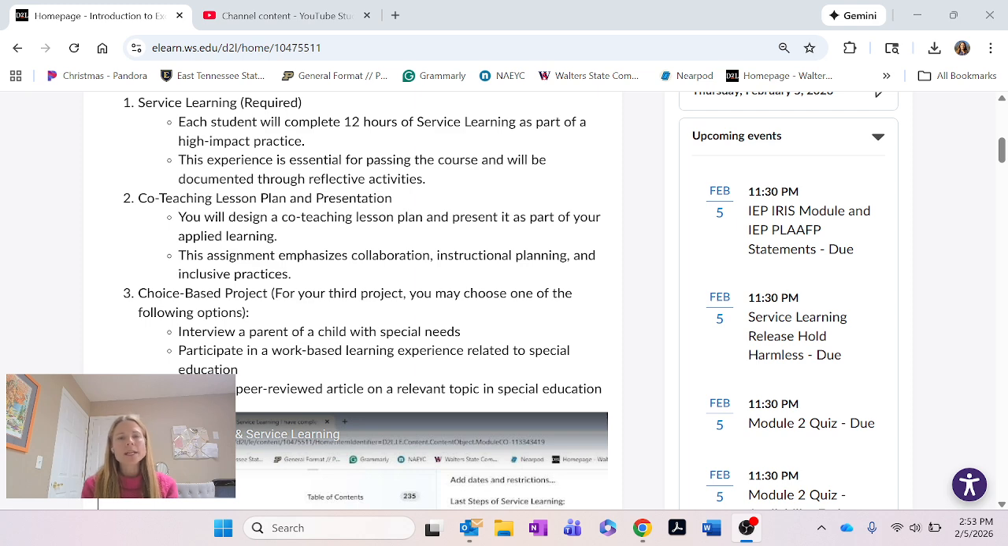Now, work-based learning is where you're going to work with some high school work-based learning students. Now, work-based learning is not what we call a normal special ed classroom. It's not a CDC classroom. It is not a resource room.